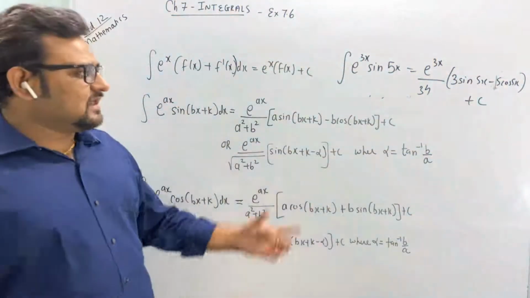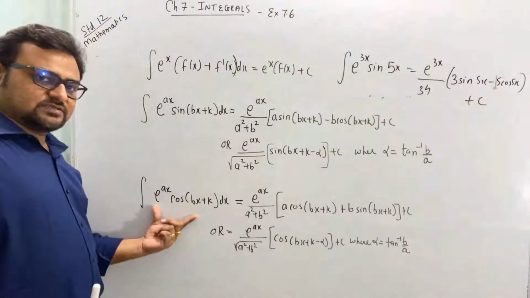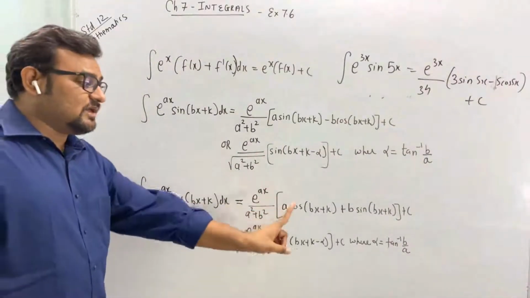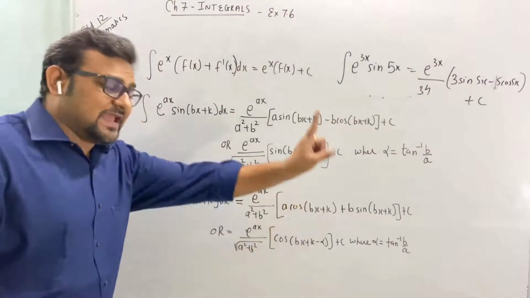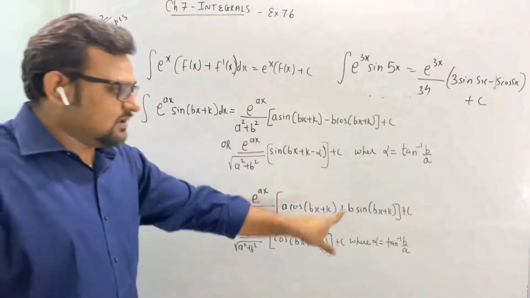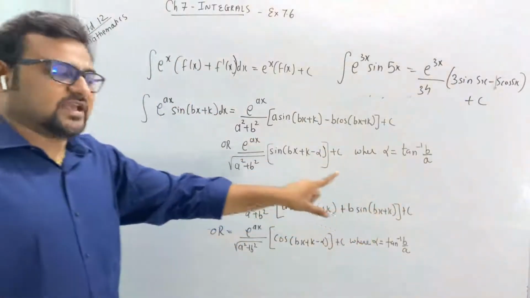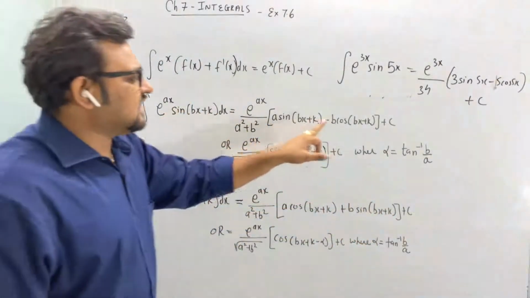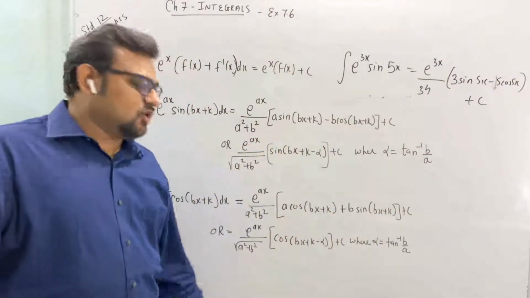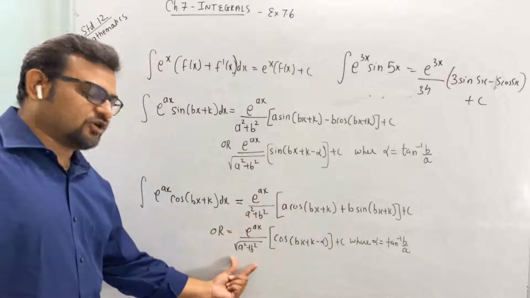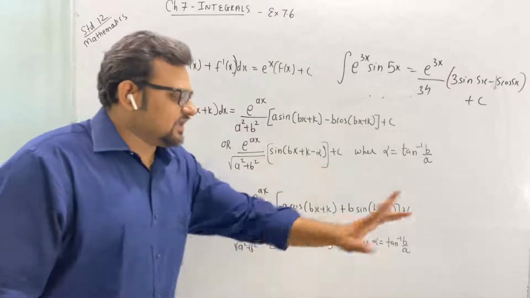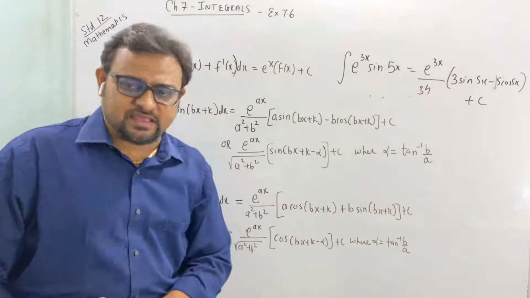Similarly for cos bx. Here also it is similar: e raised to ax upon a square plus b square, but now it will be a cos(bx plus k) and here it is plus b sin(bx plus k). So remember, if it is sin, the first will be sin and the second will be cos. If it is cos, the first will be cos and the second will be sin. Or else e raised to ax upon root of a square plus b square, cos(bx plus k minus alpha), where alpha is tan inverse b by a.